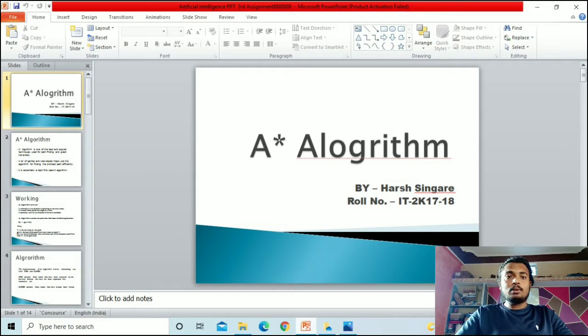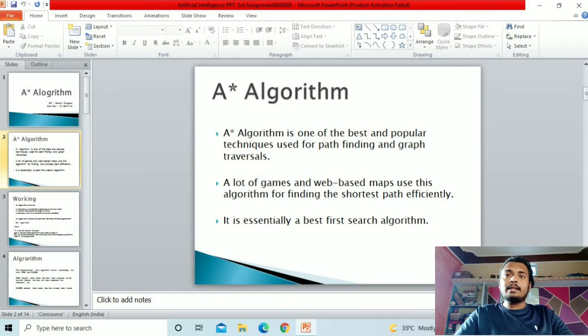So let's see what is the A star algorithm. Here is our PPT. A star algorithm is one of the best and popular techniques used for path finding and graph traversals. A lot of games and web-based maps use this algorithm for finding the shortest path efficiently. It is essentially a best first search algorithm.